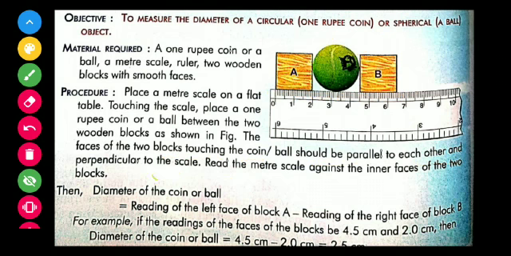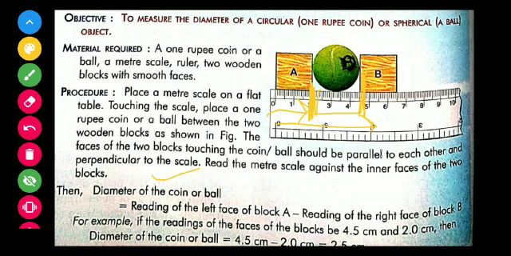Now what is the diameter of the coin or ball? This is the diameter of the coin, up to this. What is your reading? The reading of the left face of block B minus the reading of the right face of block A. The difference between these two readings gives the diameter of the spherical body.